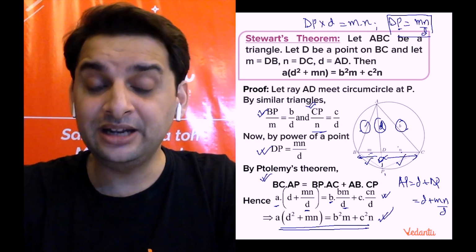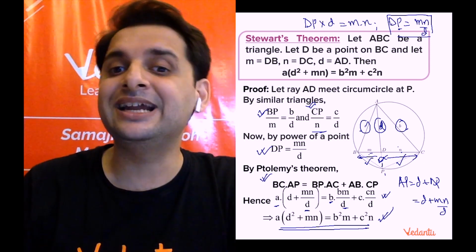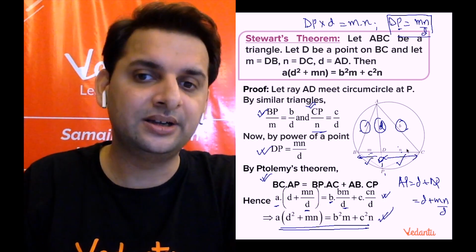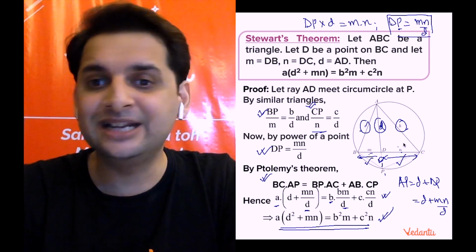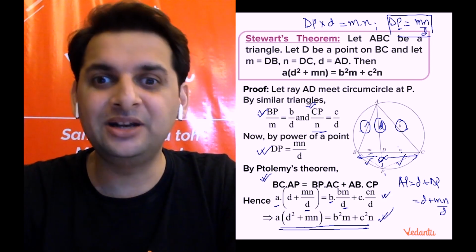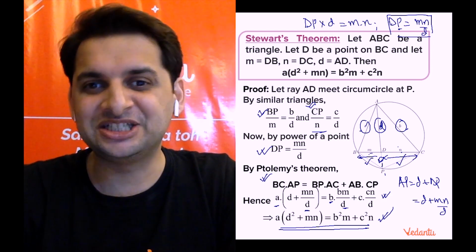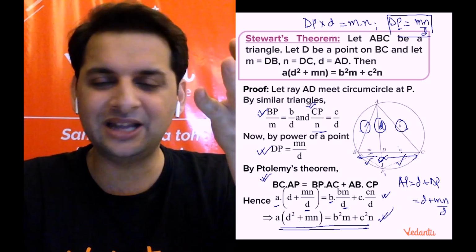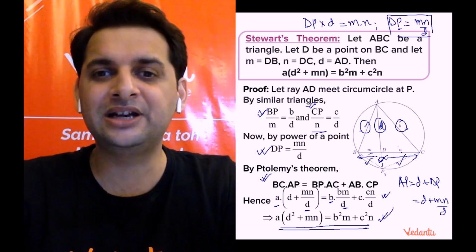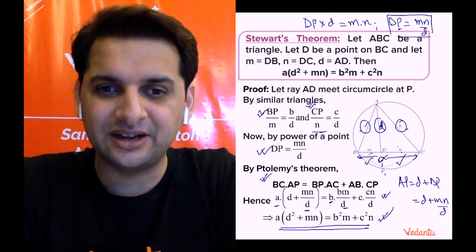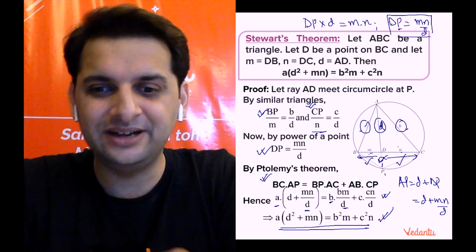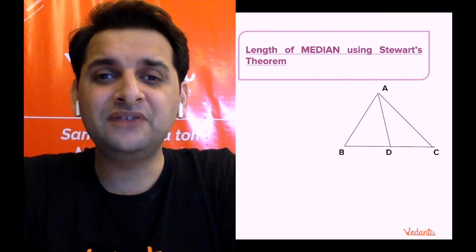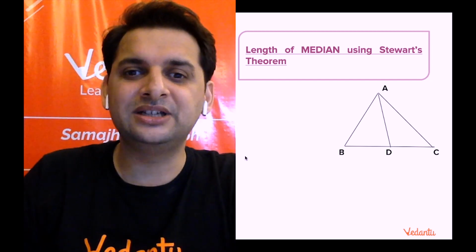Stewart's theorem. So again, the main point is D is any point on BC. D may not be the median or the altitude or the angle bisector. D is any point. But what we can do is, using this, we can find the values of the angle bisector of any triangle, or the altitude of any triangle, or even the median of the triangle using Stewart's theorem. Right? So let us do one of these. So let us try to find the median of the triangle using Stewart's theorem.